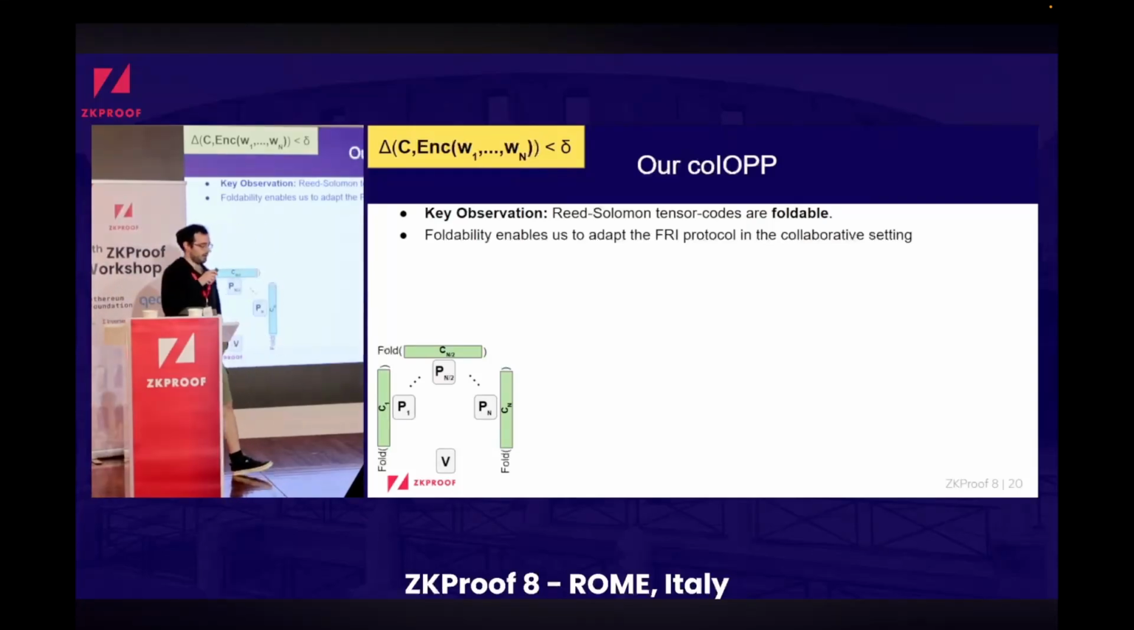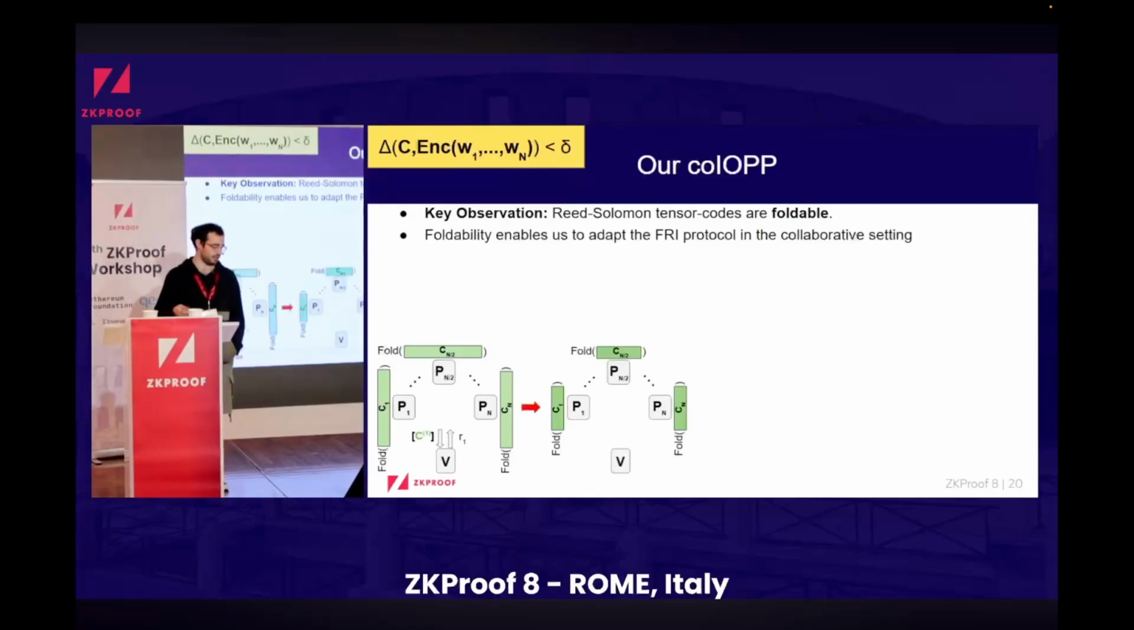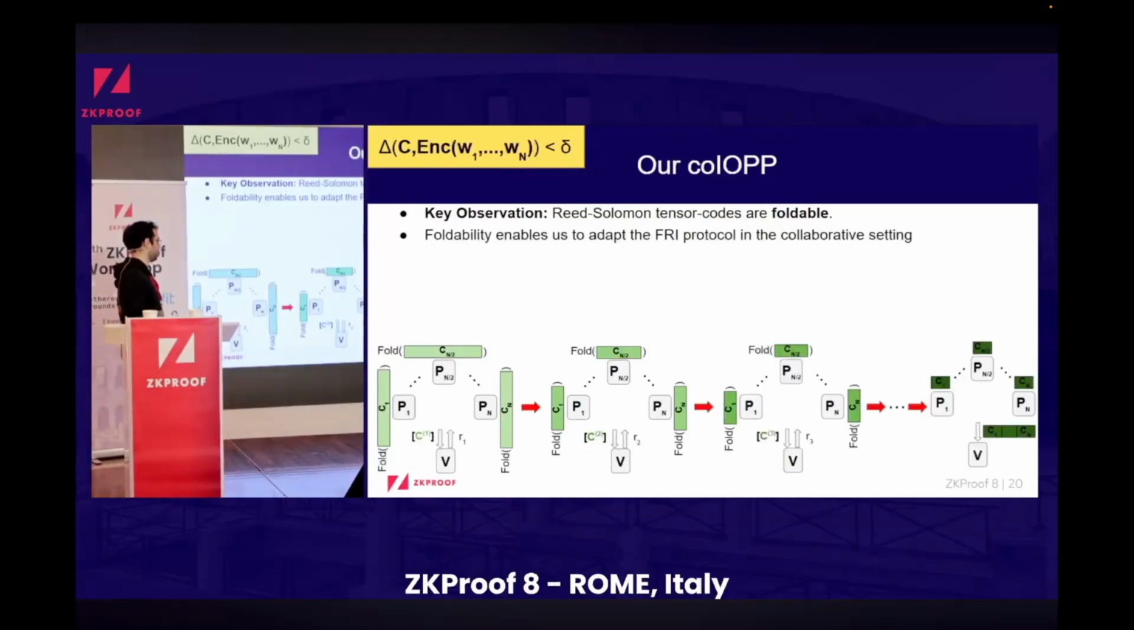In particular, the provers first hold their own row of the tensor code and then send the oracle of the codeword to the verifier, and the verifier sends a random point r1. Next, the provers use this r1 to fold locally their own part of the tensor code, and send the oracle of the new tensor code to the verifier, who replies with another random point. This continues recursively until we end up with a constant-sized codeword. Next, the verifier does the same queries as it does in the standard FRI protocol.